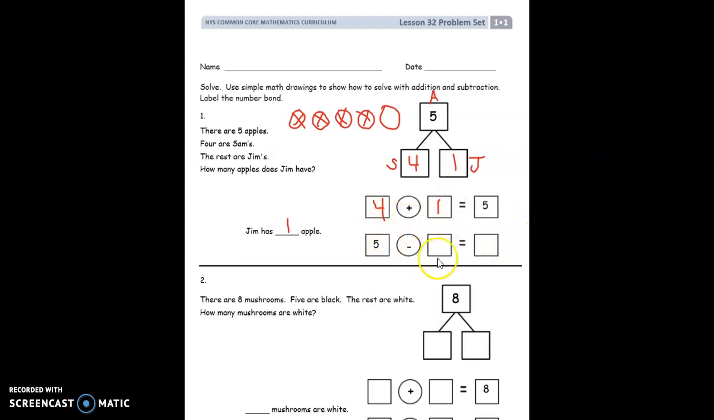Remember when we do a subtraction problem that we put our total, our biggest number, first. And we subtract how many Sam ate? 4. And that equals how many he left for Jim? 1.